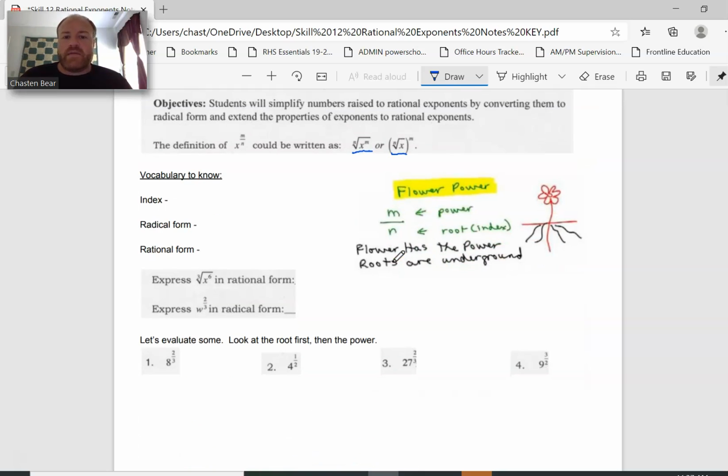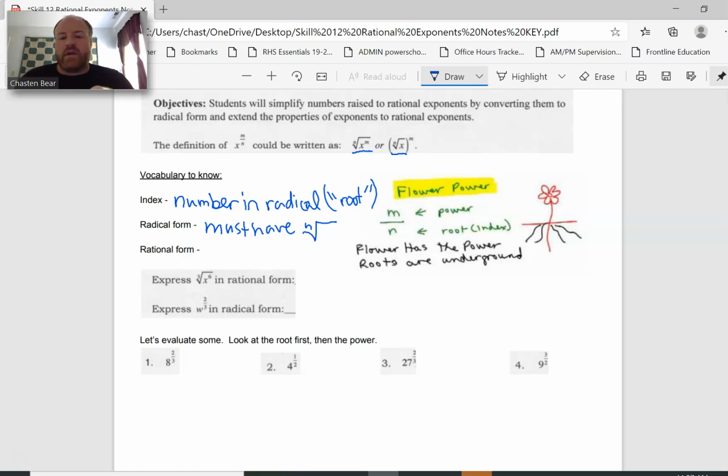So let's start with some vocab. Index is just going to be the number in the radical. Sometimes I call it the root. Radical form is when you write things with the radical symbol. So you're going to have that little radical symbol.